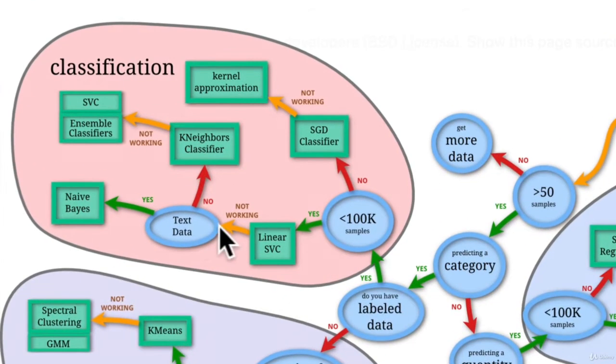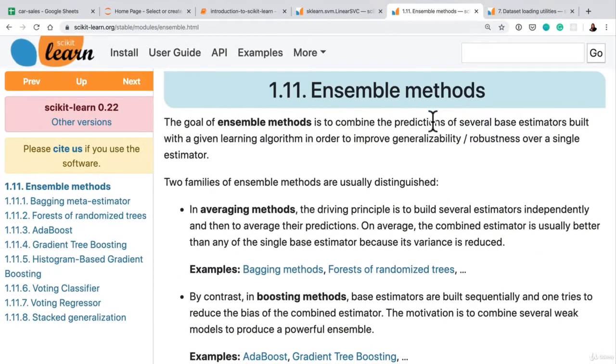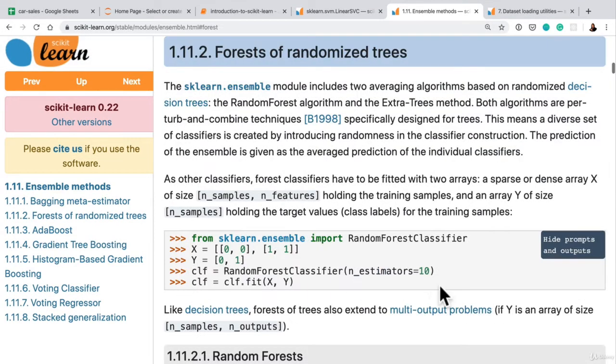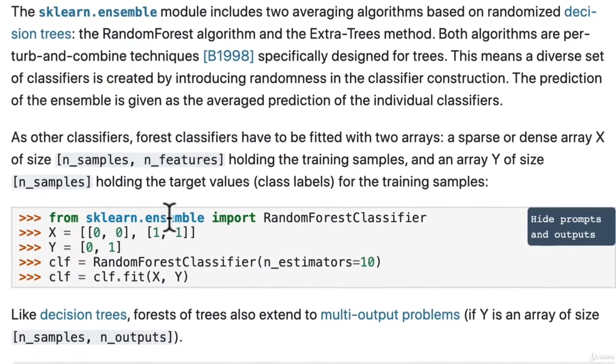Not working. Are we working with test data? Because we just tried linear SVC, so we're going to say not working. Are we working with test data? No. Well, this is going to say k-nearest neighbors classifier, but I'm going to skip this one. I'm going to go to ensemble classifiers. So let's click on this. Now, why this? Because we've seen this before. Ensemble methods, forest of randomized trees, Scikit-learn ensemble. From Scikit-learn ensemble, import random forest classifier.